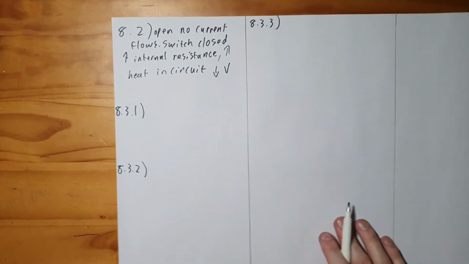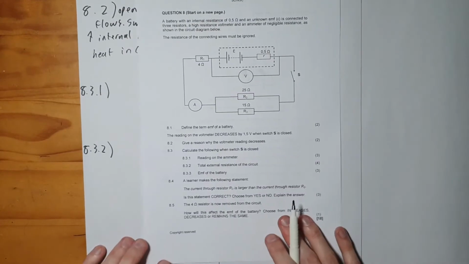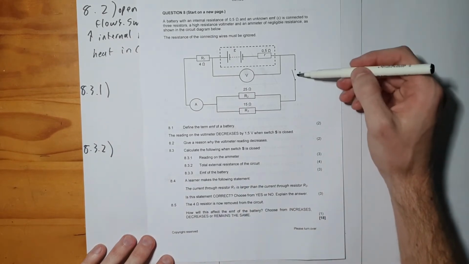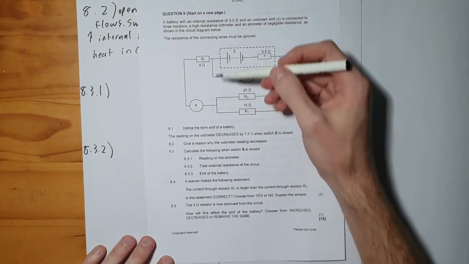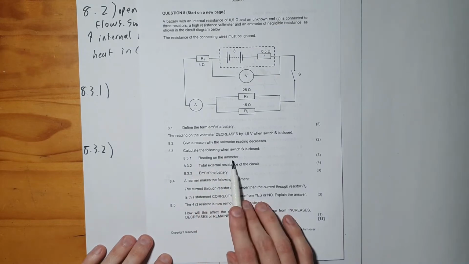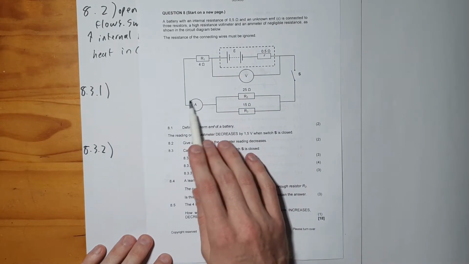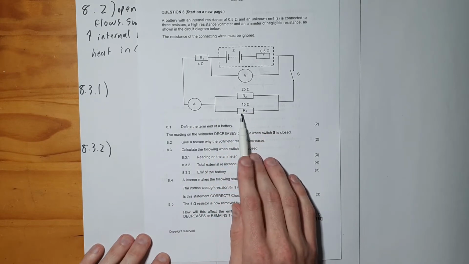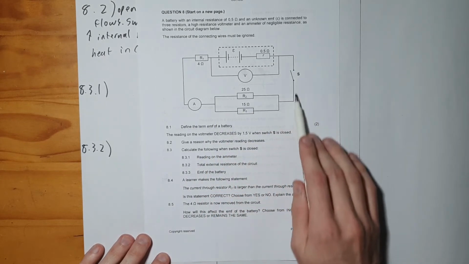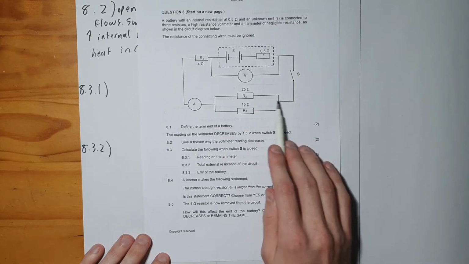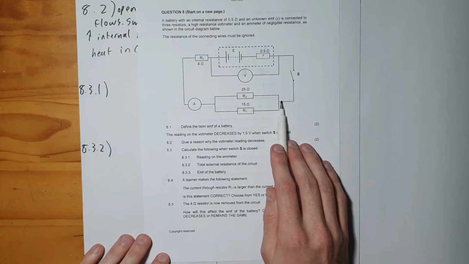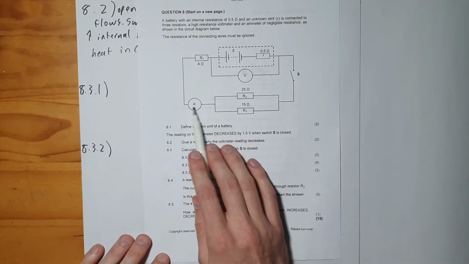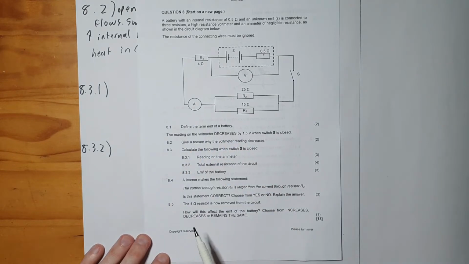Now looking at 8.3, it says calculate the following when S is closed. So now S is closed, so we have current flowing over here. Now it says the reading on the ammeter. Note that the ammeter sits here after the two resistors. So the total current flowing in here will be the total current of the circuit. Therefore, the total current flowing out of here will be the total current of the circuit as well.